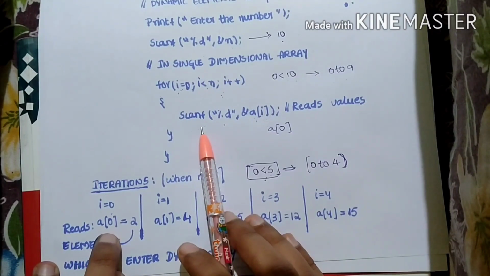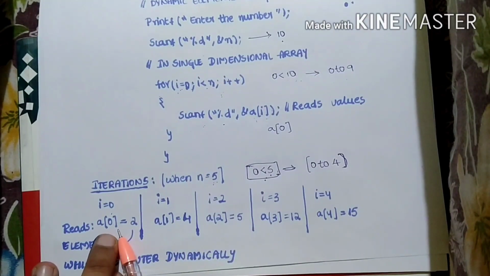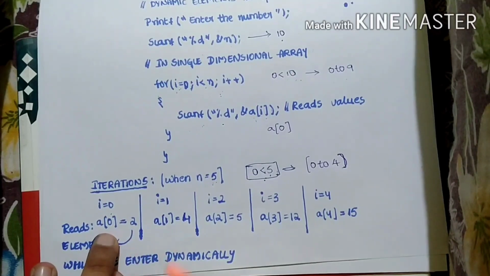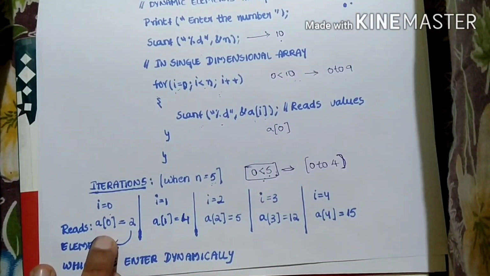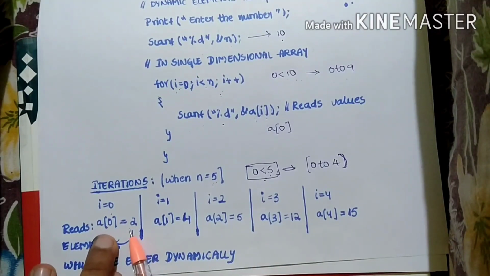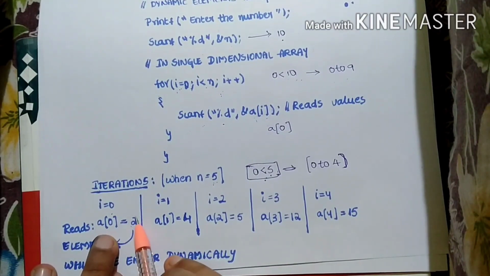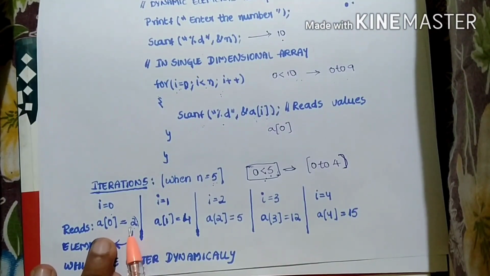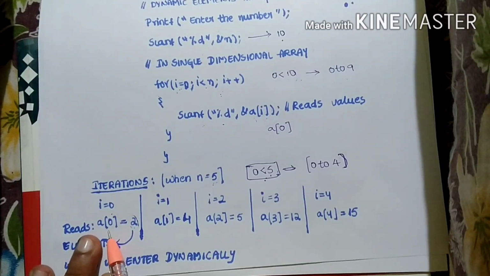Scanf a of 0 will be asked, and we will be entering element 2 for example. We can enter any element over here, not only 2, we can take it as 12 or 13 or 1 or 3, whatever number we like. So I am entering here dynamically 2. So this 2 that I have entered in the output will be stored in the variable a of 0.